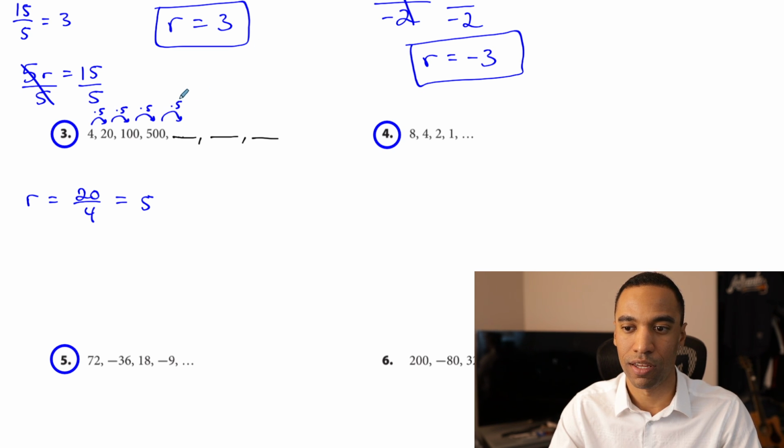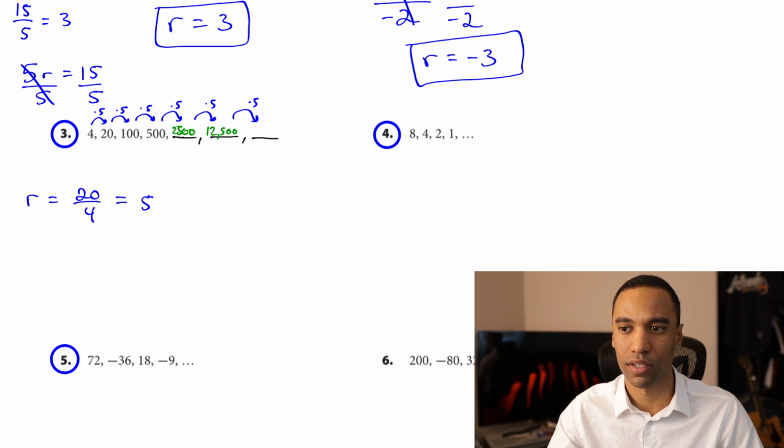500 times 5 is 2,500. 2,500 times 5 is 12,500. I think the problem I'm going to struggle with is not the numbers, but how many zeros and how to say it. So 12,500. And 12,500 times 5, 62,500?